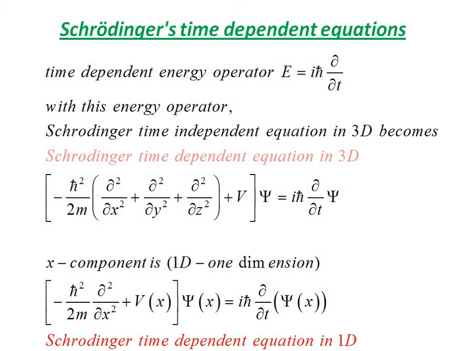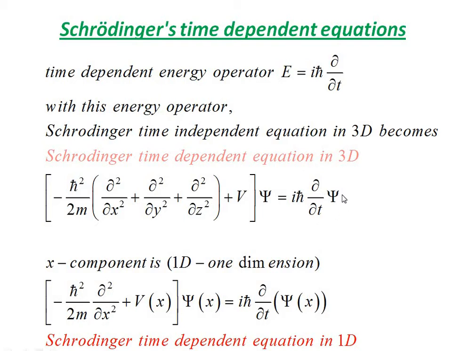Now let's consider the energy operator. Let's replace E by the corresponding operator, that's i h cross dou by dou t. With this energy operator, the Schrodinger time independent equation will become the Schrodinger time dependent equation. So let's replace the energy part of the Schrodinger time independent equation by i h cross dou by dou t. Then it becomes the time dependent Schrodinger equation. So here we have H psi is equal to E psi, where E is i h cross dou by dou t.